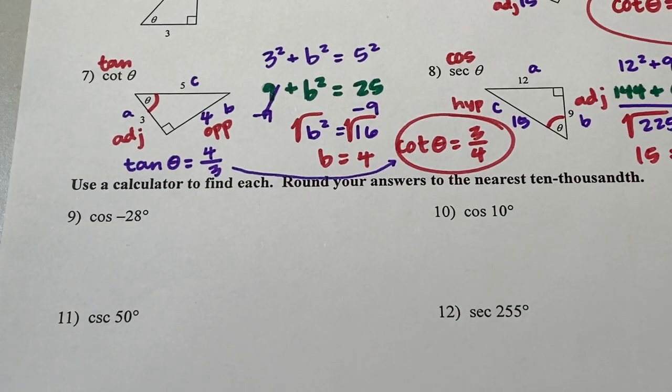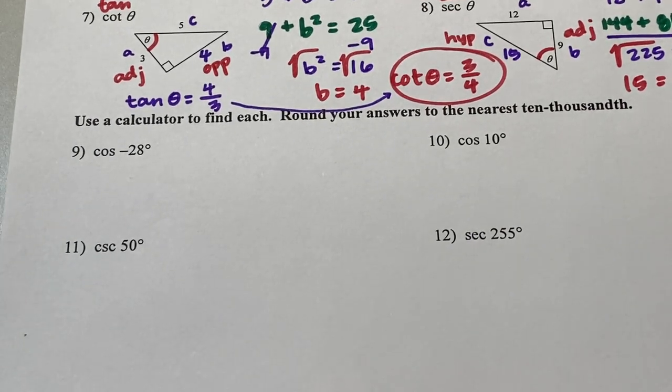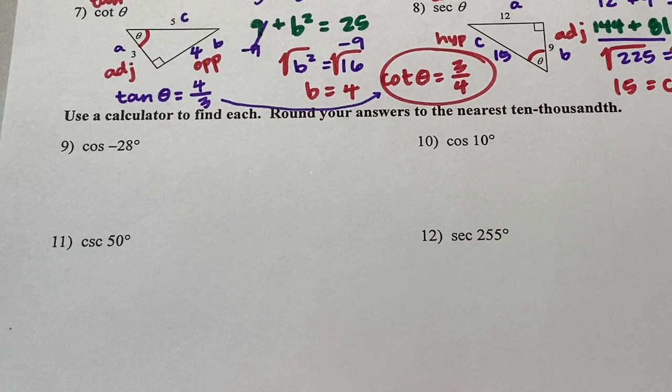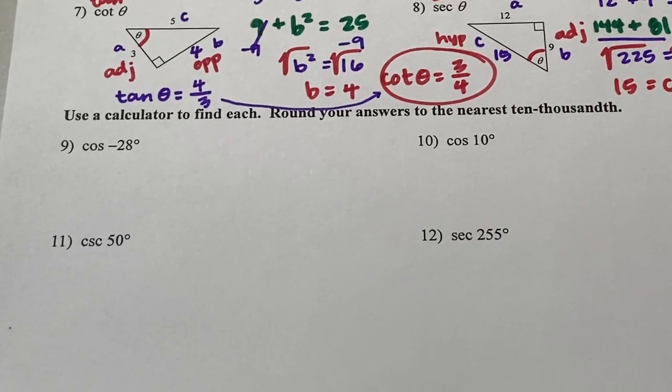Alrighty, here's where it gets a little easier. Our directions tell us to use a calculator to find each. You are literally just going to be punching these into a calculator. So make sure you have one of my calculators. Turn it on, and you should see a little DEG in that bottom right corner. If you see that DEG, it means it's in degree mode. We want it in degree mode for these.